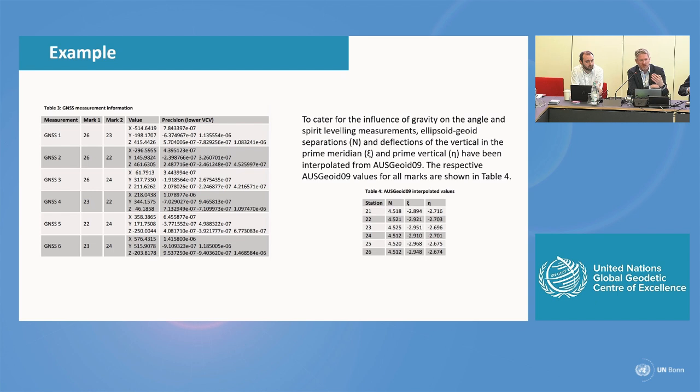And of course, what comes with that is additional uncertainty values as well on those N values, which then propagate through to uncertainty on the ellipsoidal height for the levelling data.